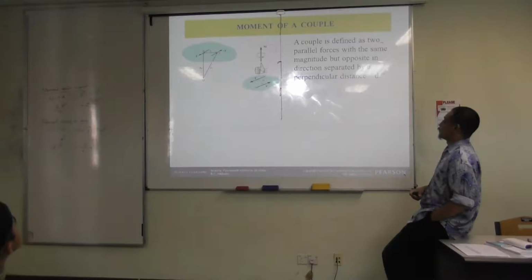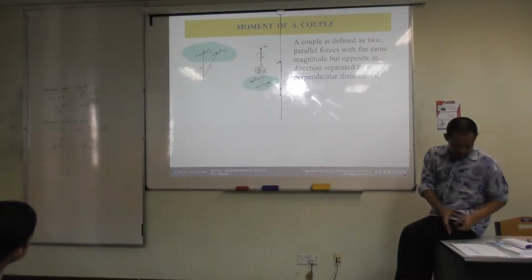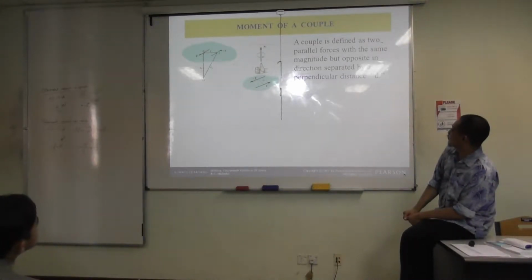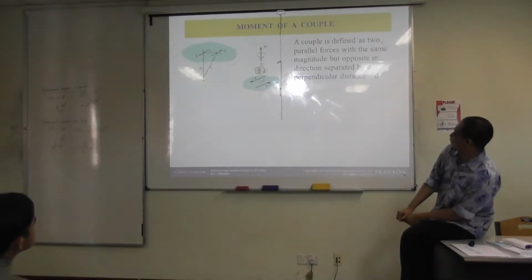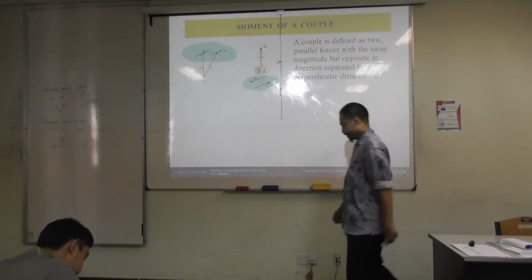Now, what is a couple and how to calculate the moment? So a couple is defined as two parallel forces with the same magnitude but opposite in direction, separated by a perpendicular distance. So several things there.